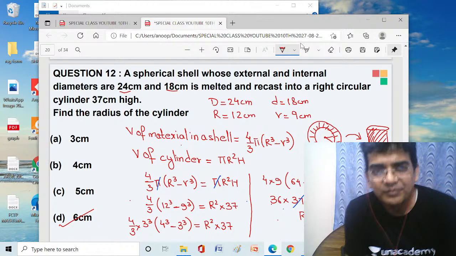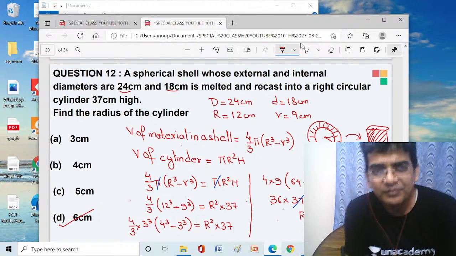A solid cylinder of radius 7 and height 14 is melted and recast into solid spheres, each of radius 3.5 centimeter. Find the number of spheres formed. Now again I will explain with the help of a diagram. With the help of a diagram, it will be very easy for you to understand.